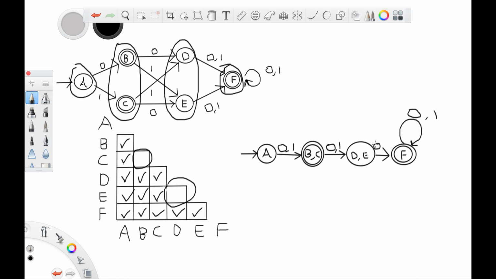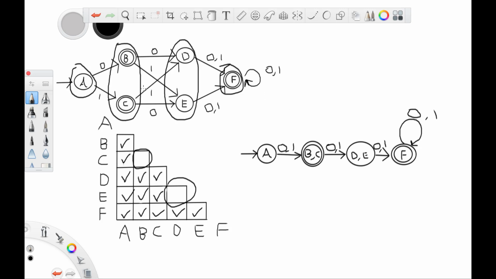So let's draw that out. Okay, and this is our minimized DFA. So you can check for yourself that this DFA will take the exact same language as this one does. For instance, to get to a finishing state at F, we can do 0, 0, 0 or 1, and then we get to F. So 0, 0, 0 or 1 leads us to F here as well. What about 1, 0, 0 or 1? Well, 1, 0, 0 or 1 leads us to F once again.